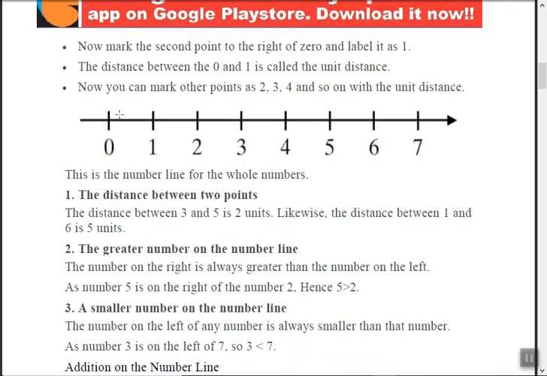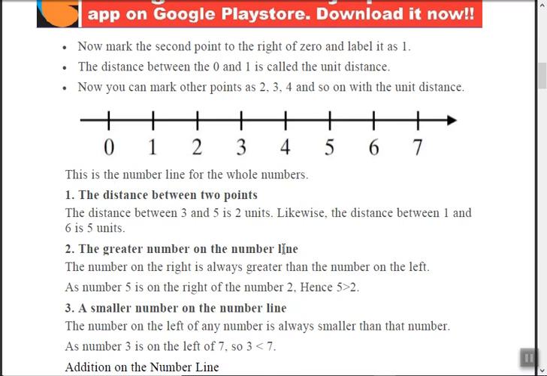How to find the distance between 2 points? Here, if I have to find the distance between 1 and 5, how will I do? 5 minus 1, that is 4. Go on counting 1, 2, 3 and 4. These gaps we have to count. So that is the distance between 2 points.